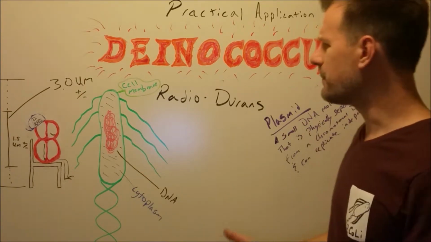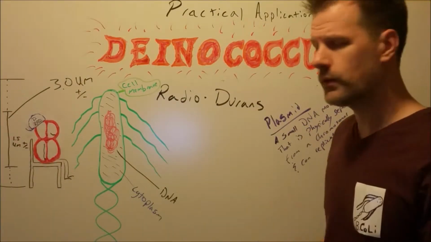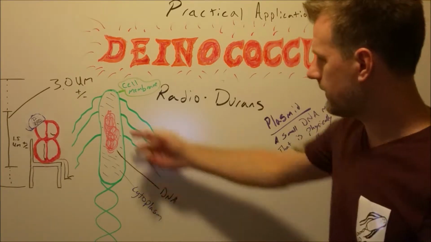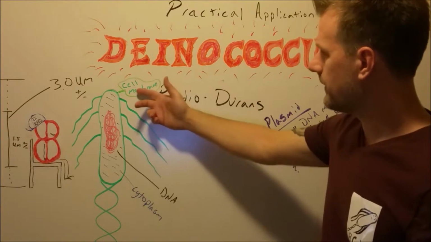It's a little bit bigger than D-Rad would be. E. coli's a little bit bigger at about 3 micrometers. As you can see, this is the DNA. This is the cytoplasm, and this is the cell membrane.